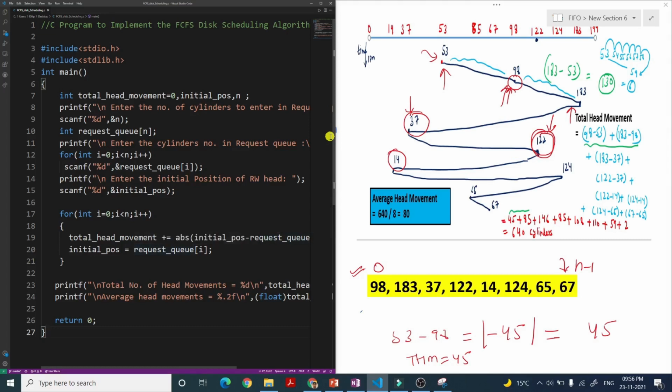So I hope you have now understood how we can implement this FCFS disk scheduling algorithm.